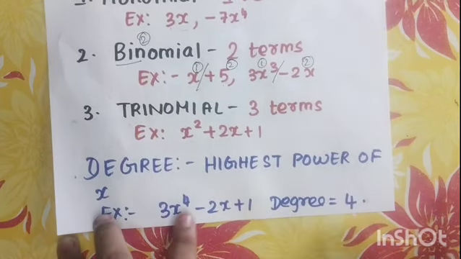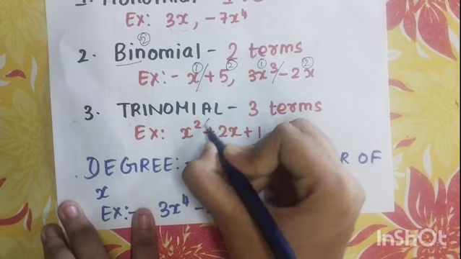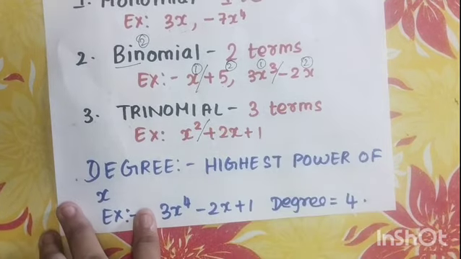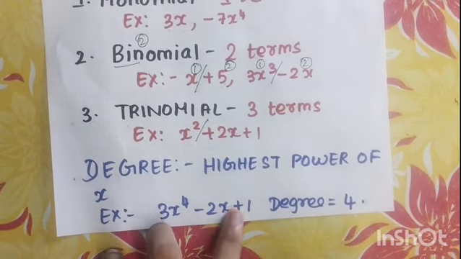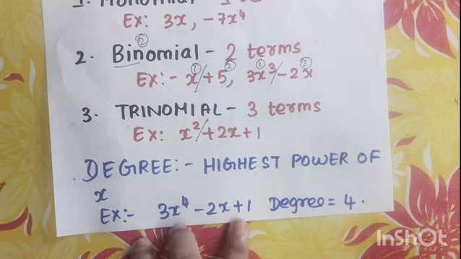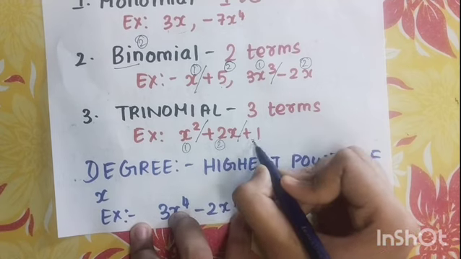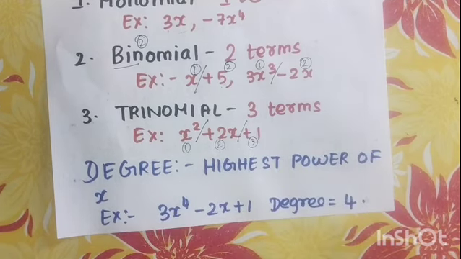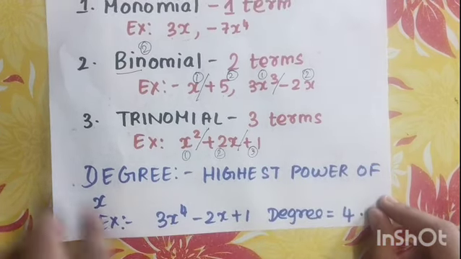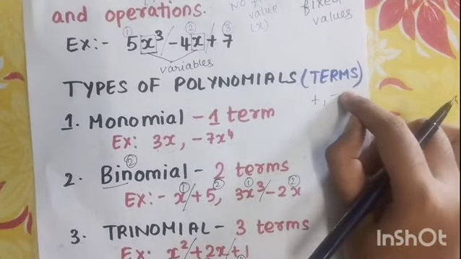And a trinomial has 3 terms, right? So here, before the operations I'm putting a slash to count the number of terms. And here also, 1, 2, 3, totally I have 3 terms. So these are the types of polynomial based on the terms.